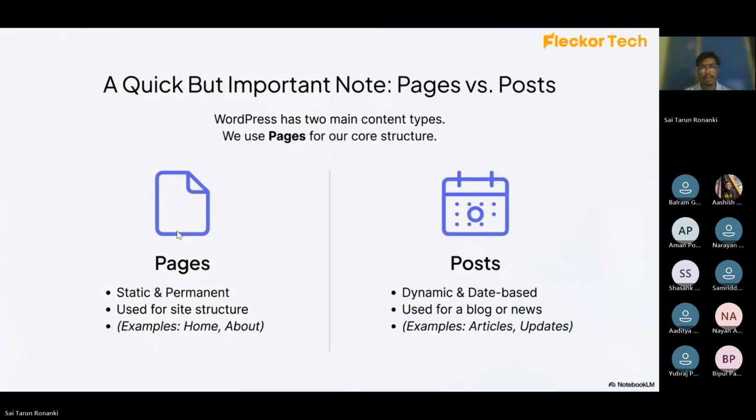And here we discussed the day before yesterday, right, what are pages and what are posts. Note that pages are static and permanent, used for site structure. And coming to posts, they are dynamic, they change at specific times and are used for blog or news. Examples of pages are home, about, and contact page, and posts are articles and updates.